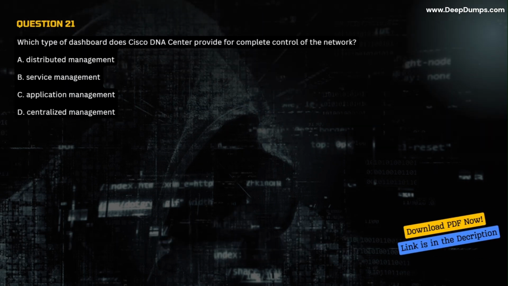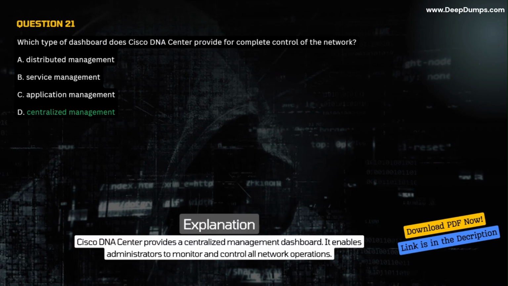Question 21. Which type of dashboard does Cisco DNA Center provide for complete control of the network? A. Distributed management. B. Service management. C. Application management. D. Centralized management. Correct answer D. Centralized management. Explanation. Cisco DNA Center provides a centralized management dashboard. It enables administrators to monitor and control all network operations.